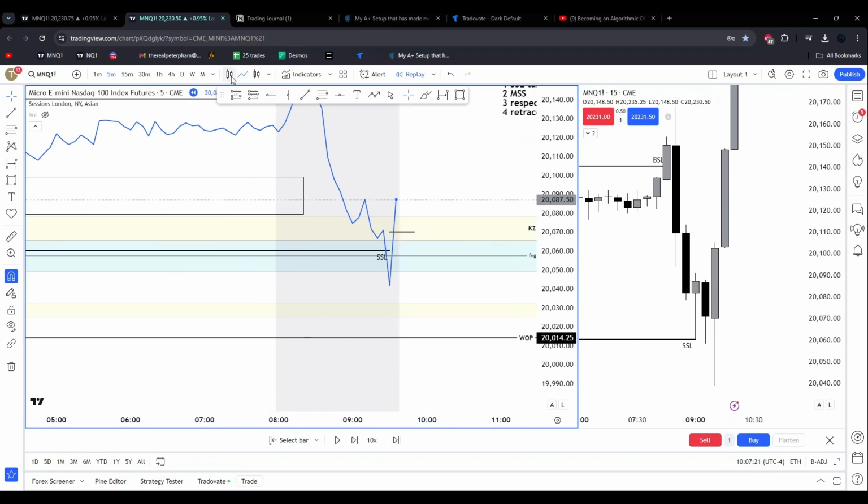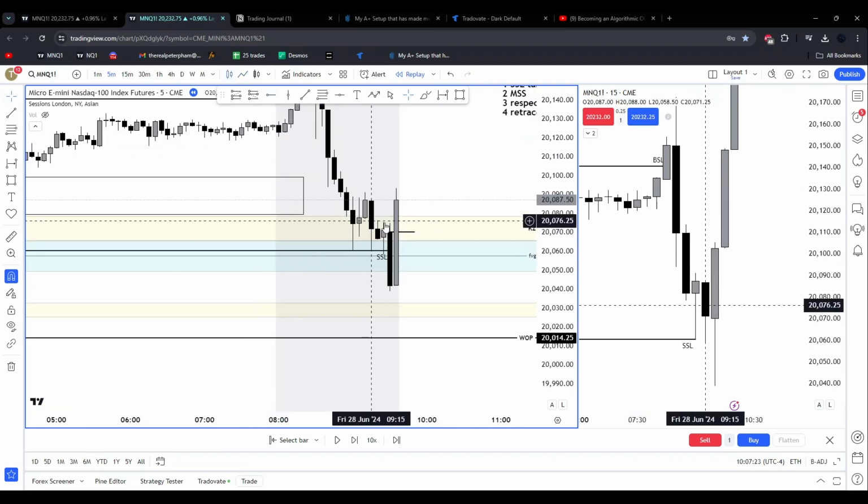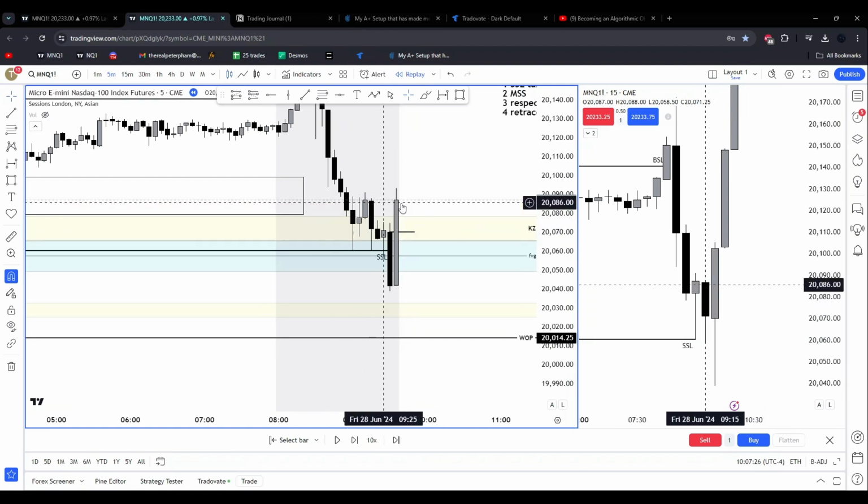So let's go back to the candle chart, right? There's no wicks in here. Why would that wick be an order block?